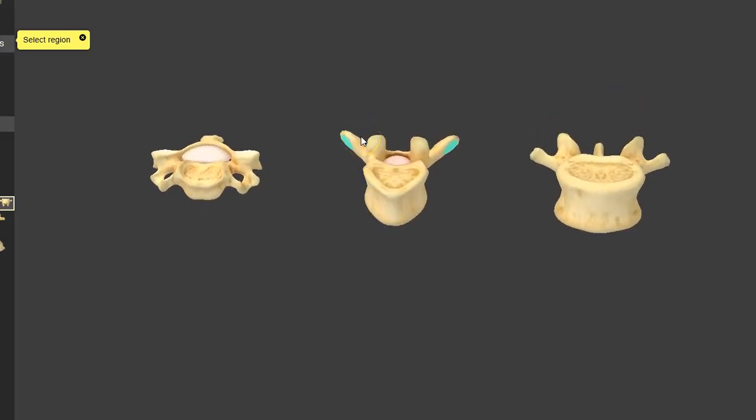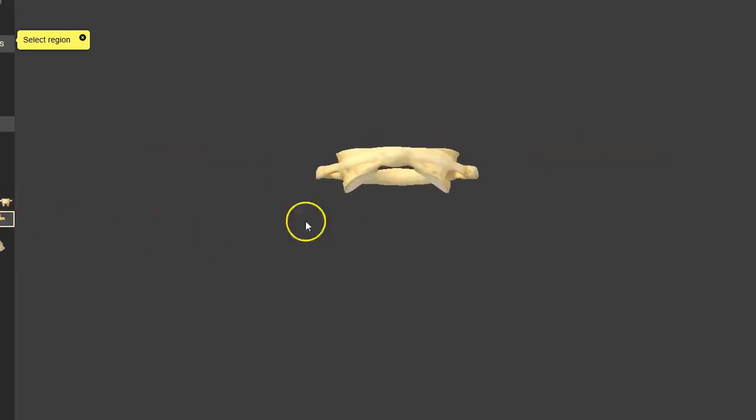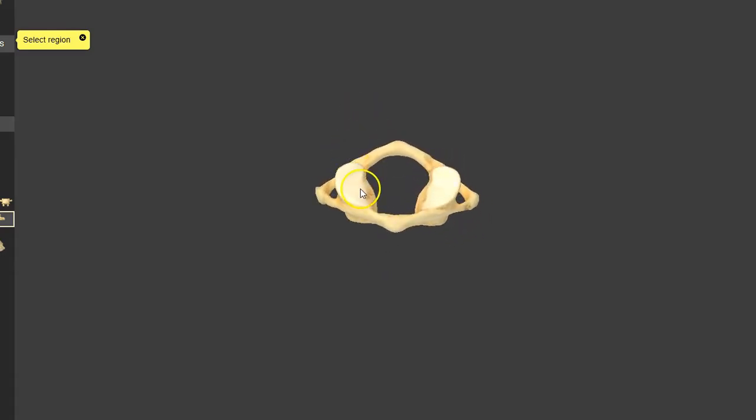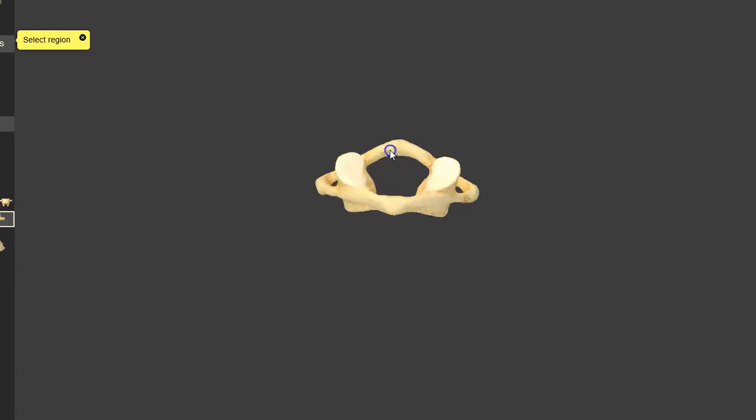All right, folks, let's go ahead and look at the atlas and axis. So here's what the atlas looks like. Again, you do not have to memorize it or anything like that, but I just want to show you what the atlas looks like. And this is going to be our C1. It's going to hold the head up and allow you to rock your head back and forth.